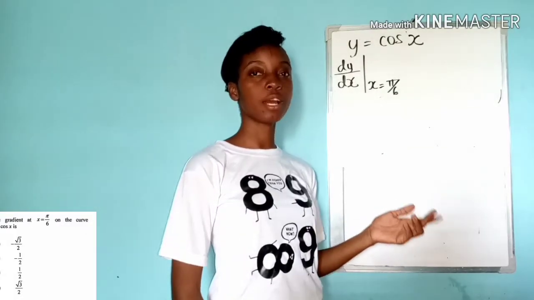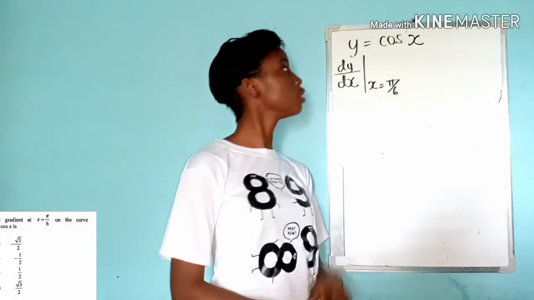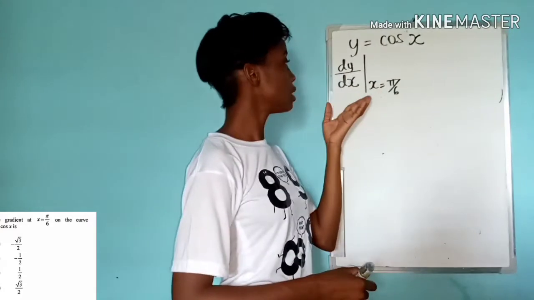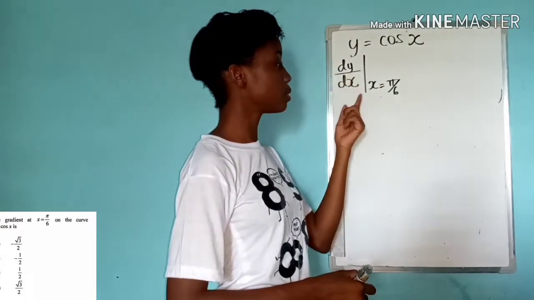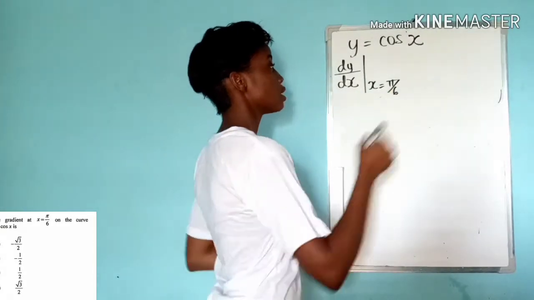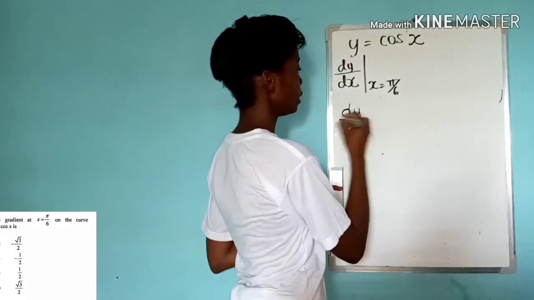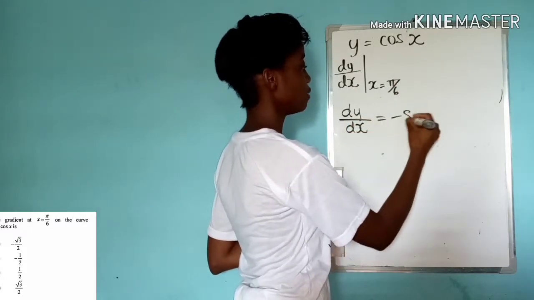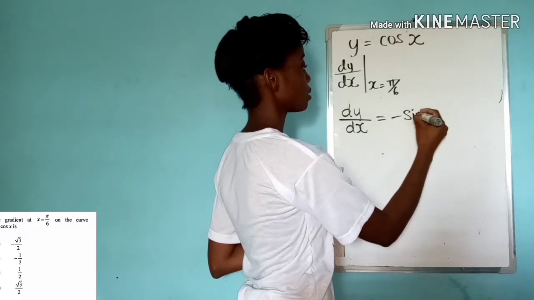Now this question requires of us a bit of application. Now, we know how to differentiate cosine x, but this question asks us to differentiate cosine x when x is equal to pi over 6. So here we go. First, we need to find the derivative. So dy by dx is going to be negative sine x.